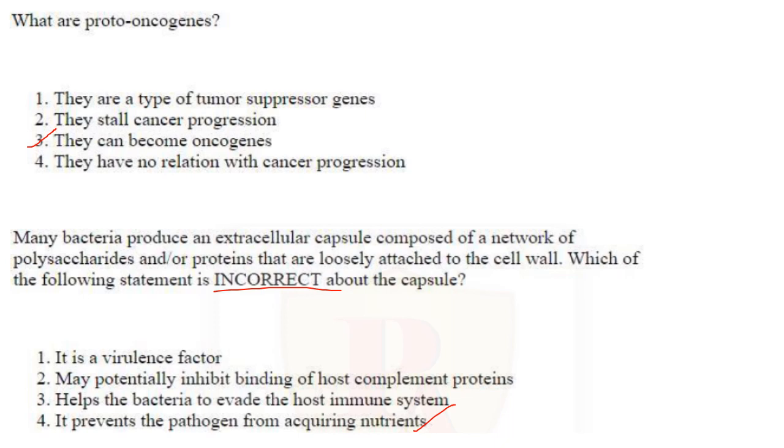Many potentially inhibiting, but not a transformation factor. Okay, transformation factor in Griffith experiment was DNA. Many may potentially inhibit binding of host complement proteins. That's also correct. Helps the bacteria to evade the host immune system. That is also correct. It prevents the pathogen from acquiring nutrients. It doesn't prevent the pathogen or bacteria from acquiring nutrients. So the answer here, which is incorrect, they have asked, it is option 4.